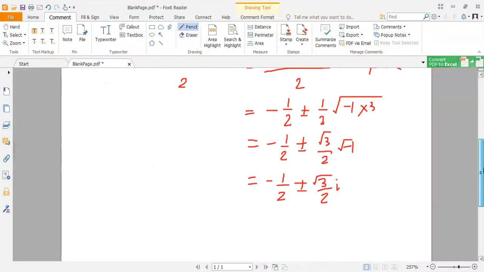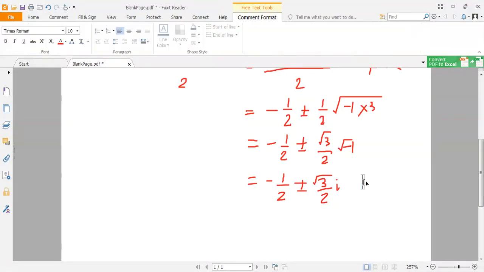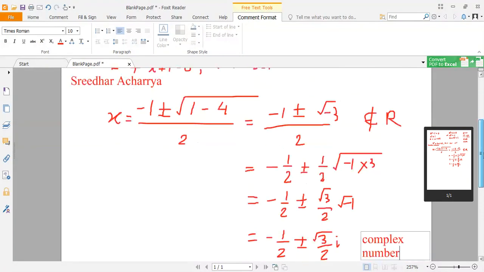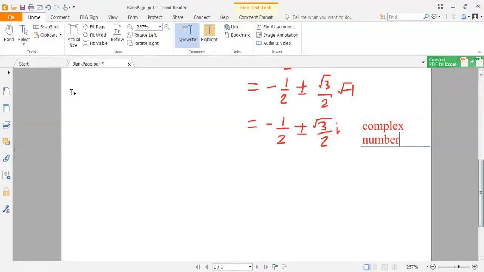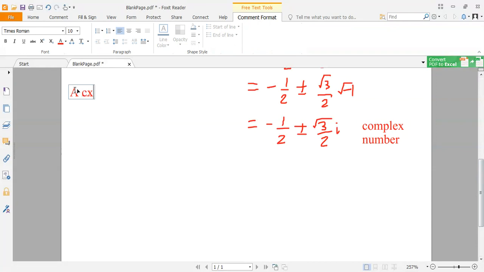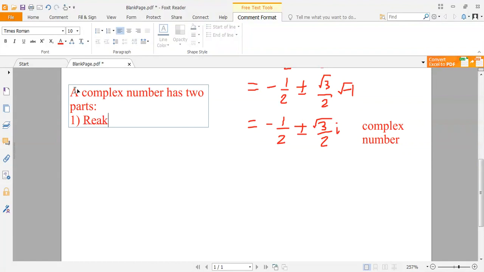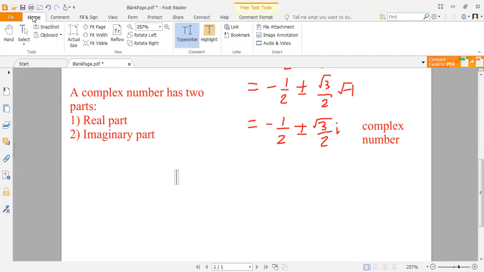Now, what is the difference between a complex number? Before I explain that, let me just write that. This is a complex number. Now, the difference between complex number and imaginary number is that a complex number has two parts. So let me just write that now. A complex number has two parts. The first part is the real part, and the second part is the imaginary part. So essentially, a complex number consists of two parts, the imaginary part and the real part.